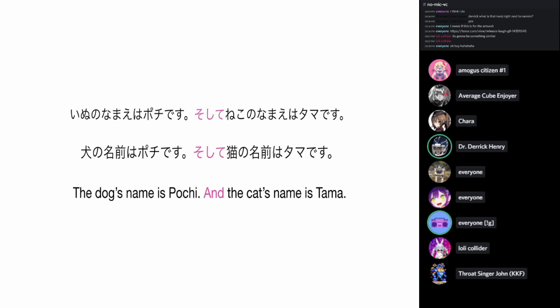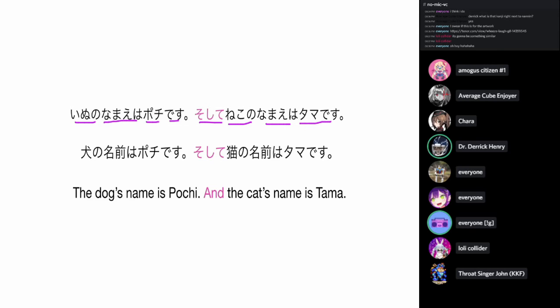So I have an example here. So we have Inu no namae wa Pochi desu. Soshite neko no namae wa Tama desu. So you can see how soshite here is joining 2 sentences. So you have Inu no namae, so the dog's name is Pochi, and Neko no namae, the cat's name is Tama. Pochi and Tama are typical names for cats and dogs. So that's why those are here. And soshite is just joining these 2 slightly disparate thoughts together.